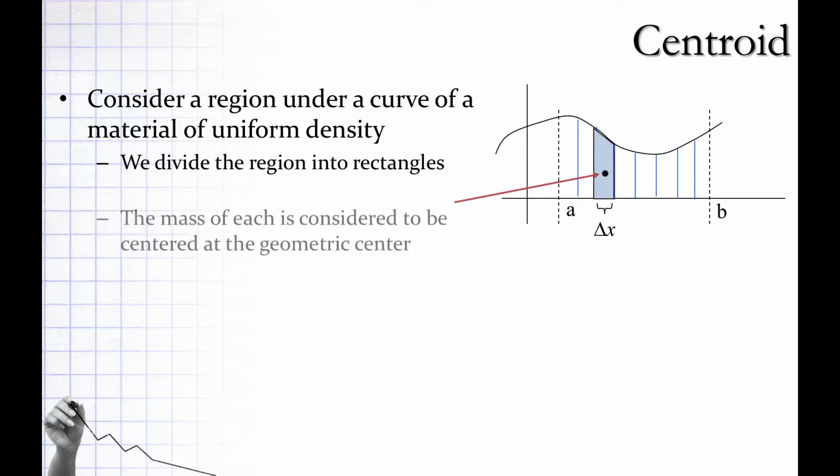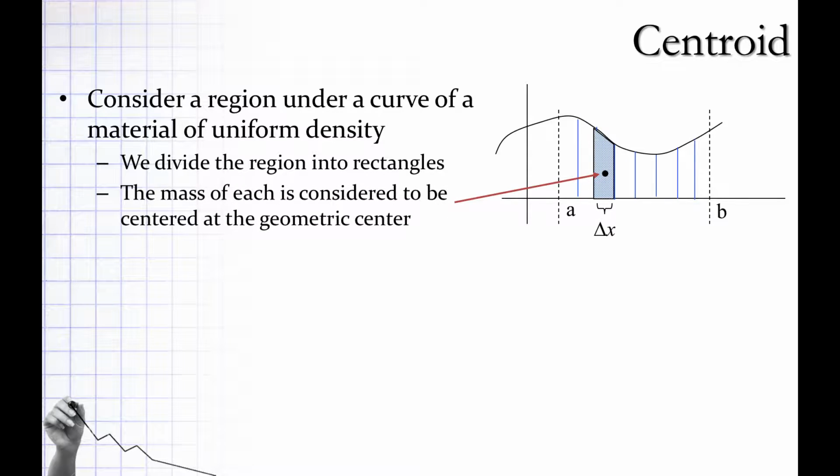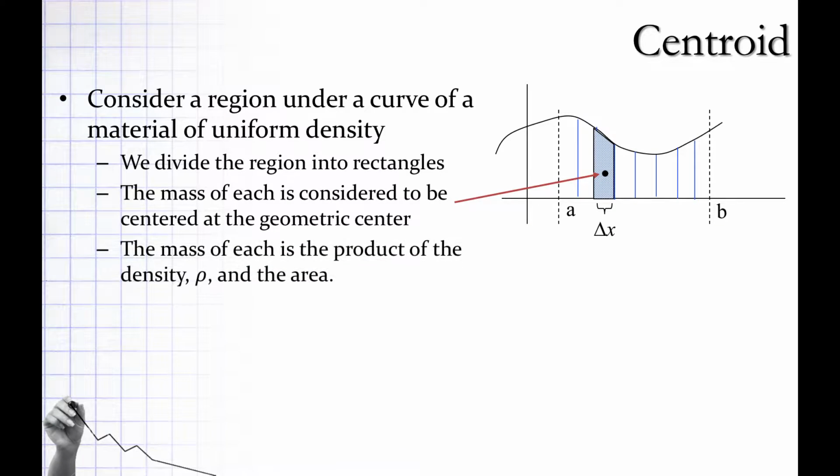Okay, we're going to divide it into rectangles. The mass of each is considered to be centered at the geometric center. So we're going to think about, in this rectangle, where's the center? The mass of each is the product of density and the area. We sum the products of the distance and mass.